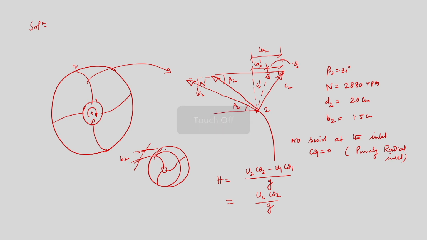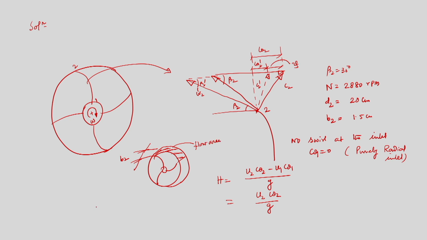Now we have to calculate CR2. Very important, mind it, the problem statement is asking us to establish a relationship between H and Q. We do not know an explicit magnitude of Cr2, but I can relate Cr2 in terms of the flow rate. If I go back to my previous slides, this is the flow area. Whenever fluid is flowing in the passage between two blades, the hatched portion is the flow area.